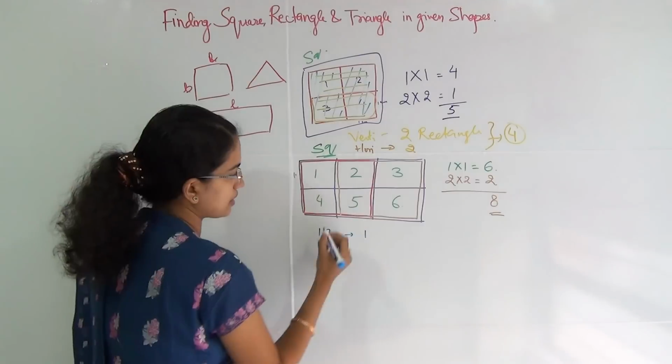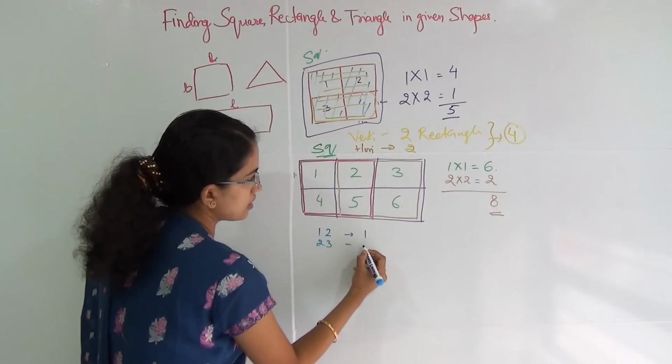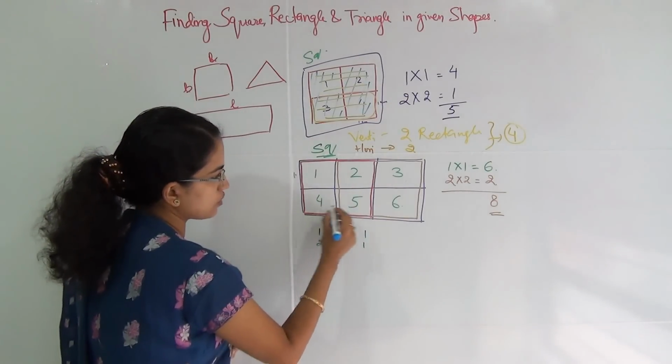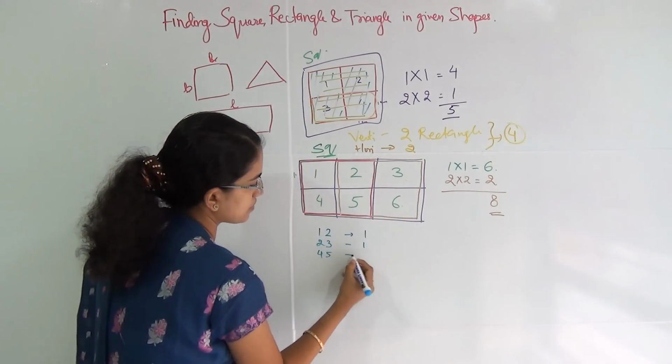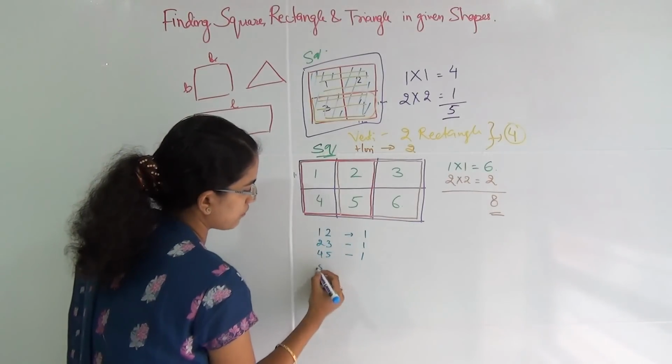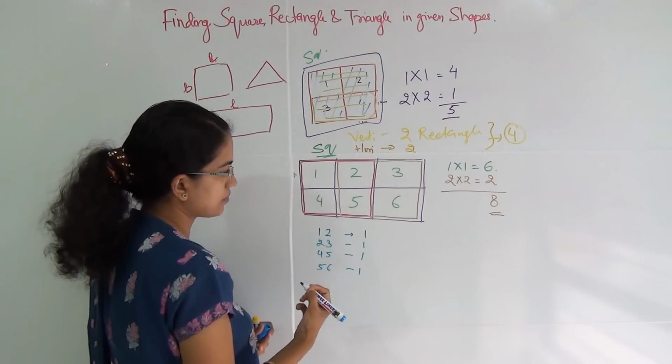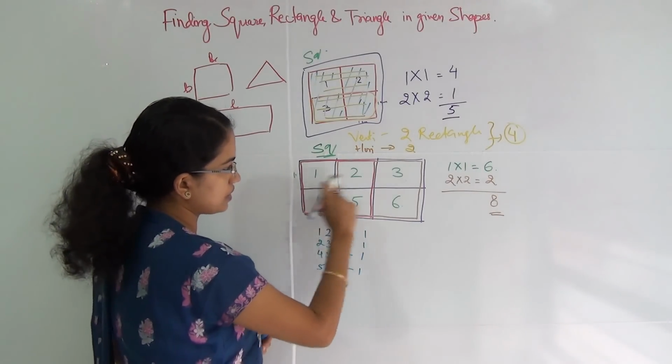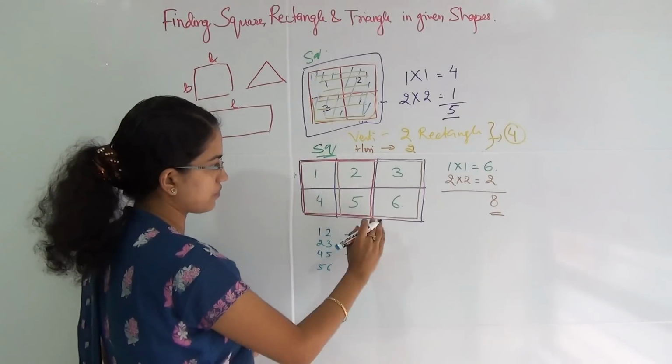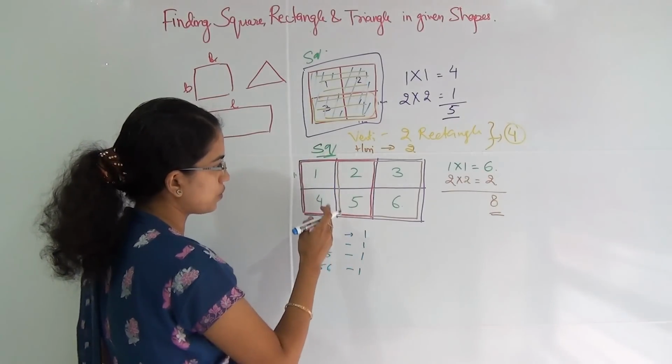Okay, then you have 2 and 3, another rectangle. Then you have 4 and 5. Then you have 5 and 6 as one rectangle. Okay, now these are all horizontal things that we have done. Now let's do it vertically.